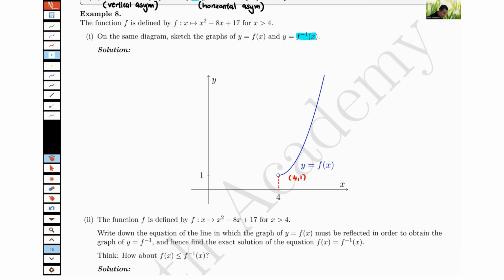To illustrate the reflection, the first thing you should do is get this line y equals x drawn out first. Draw it as a dotted line. That means you want to have this y equals x dotted line, before we draw in the visualization of the reflection together.